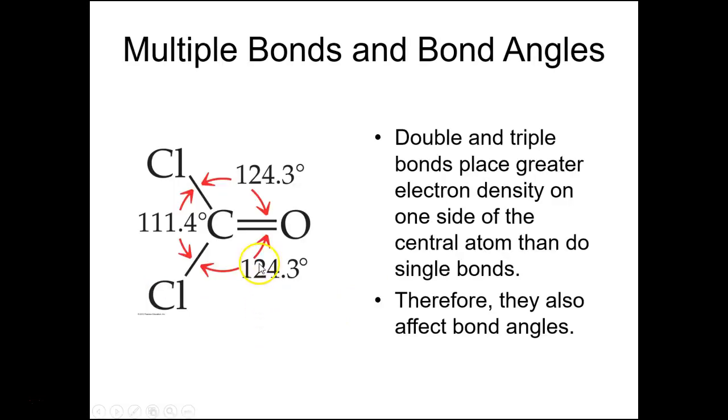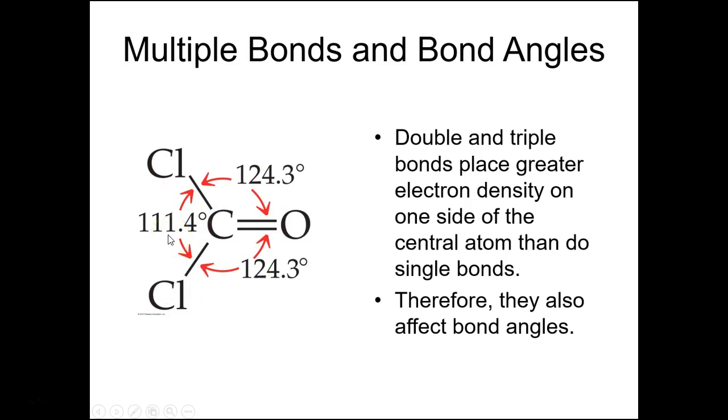Similarly to that is the fact that a double bond or a triple bond, the electrons occupy more space than a single bond. And therefore, in phosgene, which is a trigonal planar molecule, the bond angles are not all 120 degrees. And the reason is because this carbon-oxygen double bond, there's more volume occupied by those electrons than the single bonds. And so these single bonds get squeezed closer together. And so these OCCl bond angles are both larger than 120 degrees, and the ClCCl bond angle is smaller than 120 degrees.